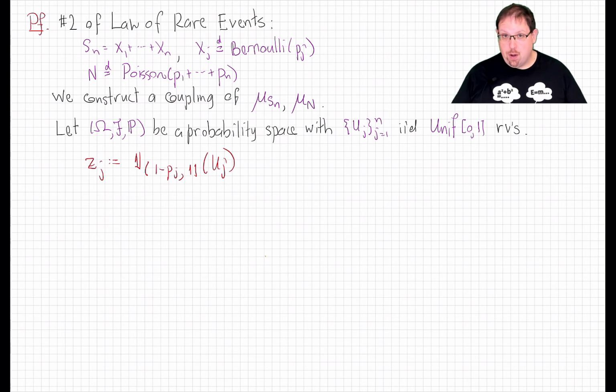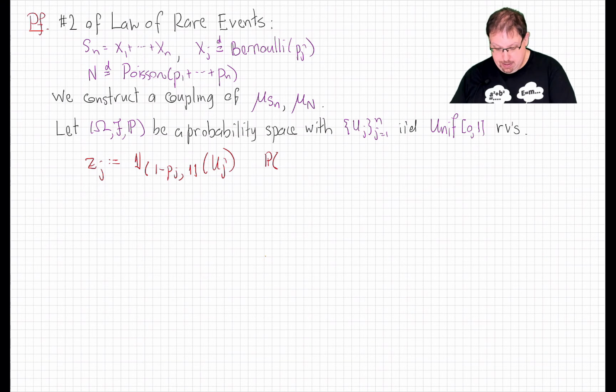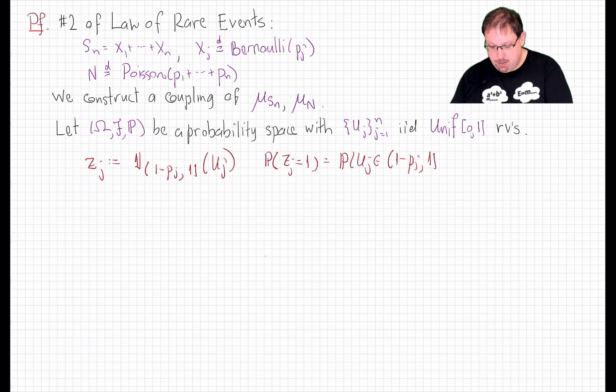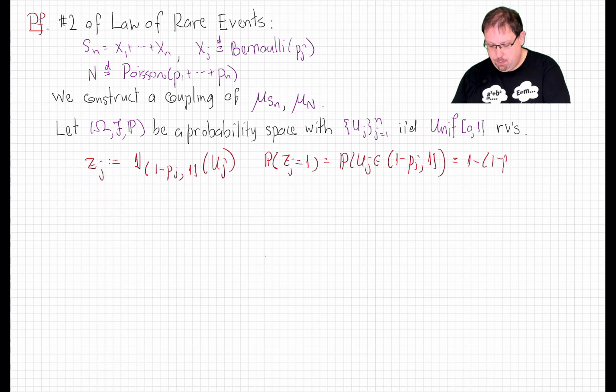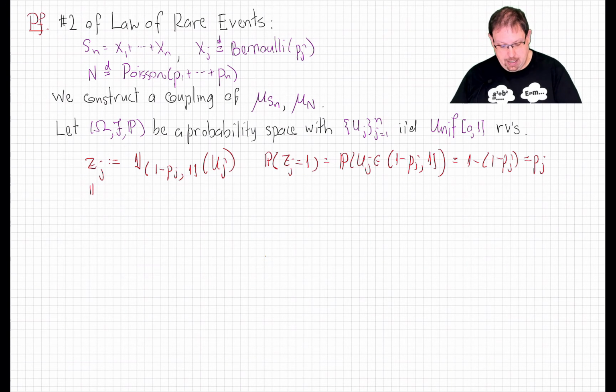This is a 0,1 valued random variable, and let's just compute the probability that it takes the value 1. That's the probability that Uj is in the interval from 1 minus pj up to 1, but this is a uniform random variable on the unit interval, and so that probability is just the difference, 1 minus (1 minus pj), which is pj. In other words, Zj is a Bernoulli random variable with parameter pj. It has the same distribution as Xj.